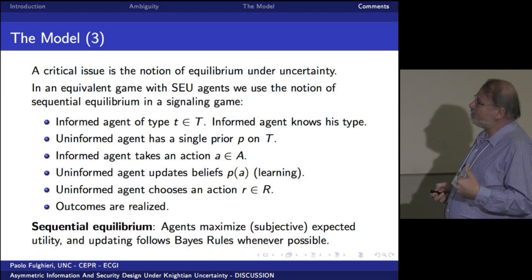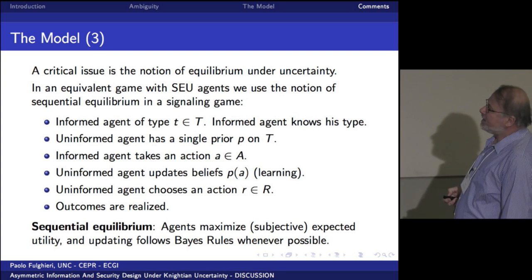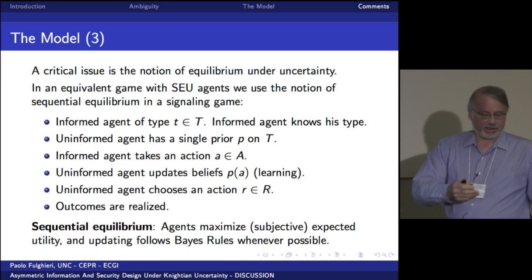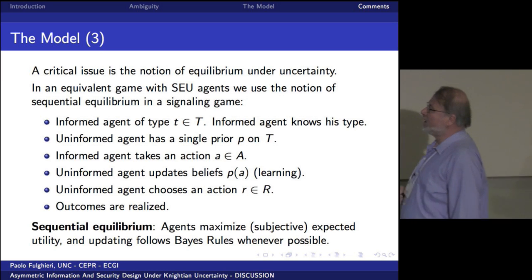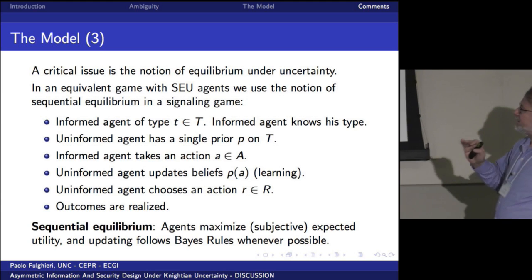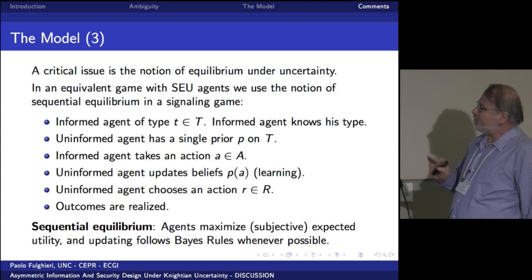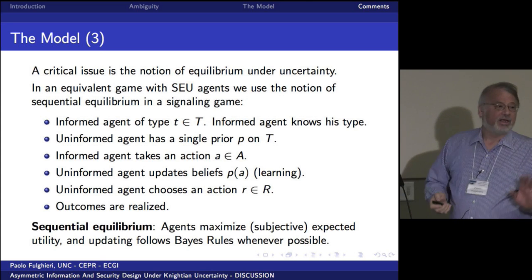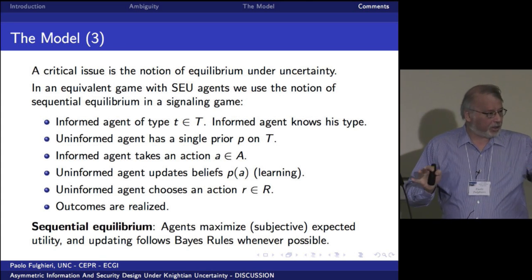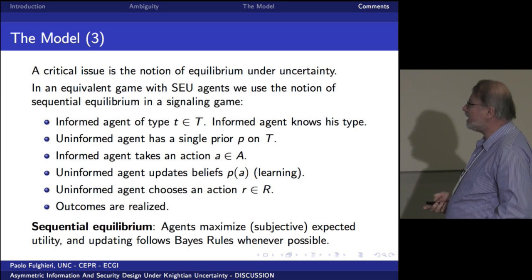The informed agent takes an action. The uninformed agent updates the belief. This is the learning process. And then the uninformed agent takes another action, and then outcomes are realized. So the notion of equilibrium we use here is that the agent maximizes the subjective expected utility, and the update follows the Bayes rule whenever possible. Now we know that this "whenever possible" creates a number of complications that lead to refinements, but again, we're going to leave it like this.